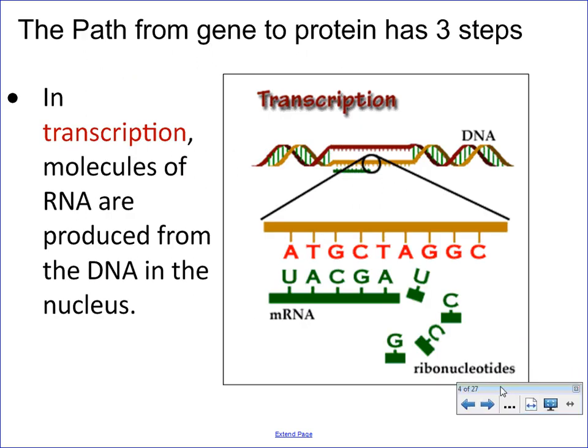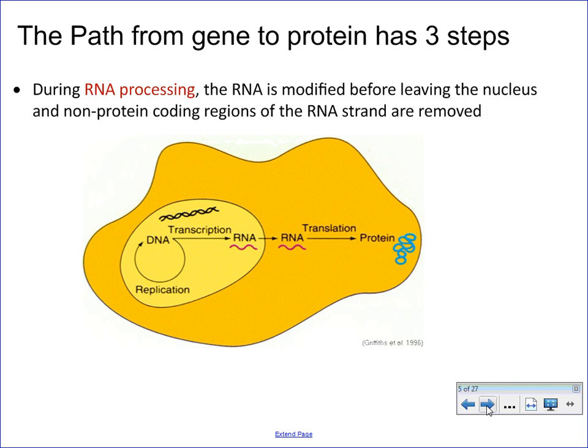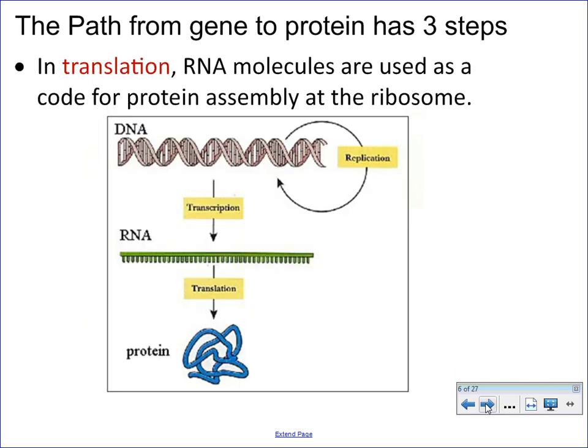Now the path from gene to protein has 3 steps in it. In transcription, molecules of RNA are going to be produced from the DNA in the nucleus. So DNA is used to make that RNA. During RNA processing, that RNA is modified before leaving the nucleus, and non-protein coding regions of the RNA strand are removed. So there'll be some modifications to that RNA before it gets used to make a protein.